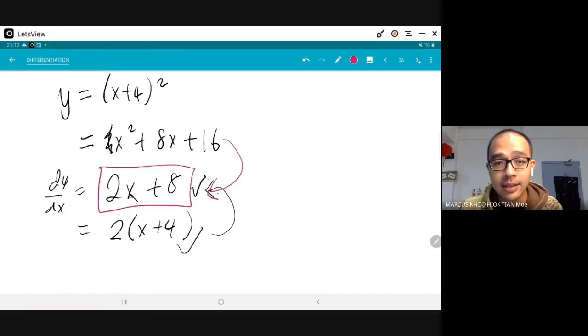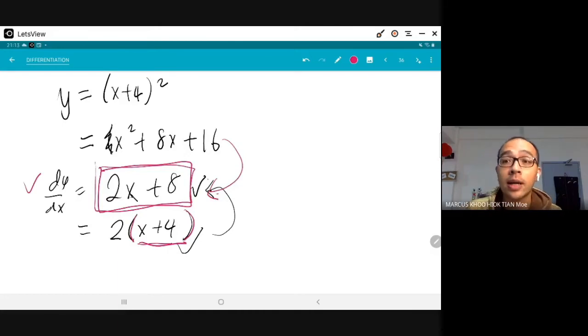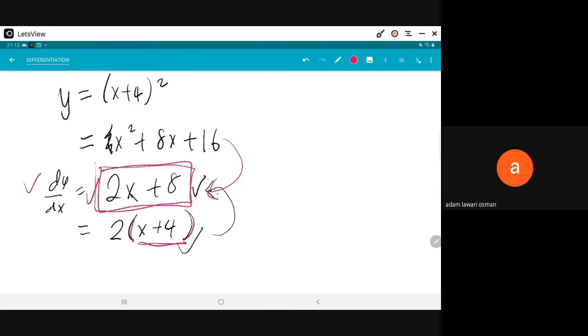You can also factorize. You can factorize the 2 out, then leave x plus 4 in the bracket. Did you get that? 2x plus 8. Yes. Okay, so actually you can leave the answer like this, but many answers in this paper want you to factorize. So you take out the 2 and put the x plus 4, which if you ask me is unnecessary. You can just leave the answer as 2x plus 8, no problem. Okay, thank you, sir.